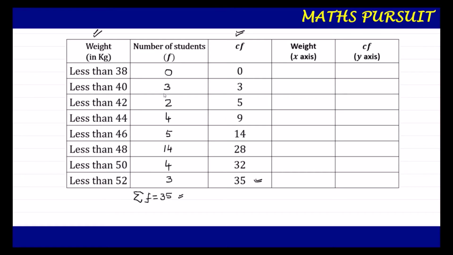So after getting these numbers, in order to confirm, let us add these numbers all together and see if we are getting 35 or not. So 0 plus 3 is 3, 3 plus 2 is 5, 5 plus 4 is 9, 9 plus 5 is 14, 14 plus 14 is 28, 28 plus 4 is 32, 32 plus 3 is 35. Now you could see that we got the sum total as 35.